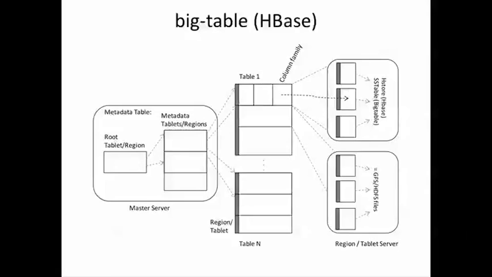So to look for a particular row and column, one looks up the root tablet, which will tell us which child tablet among the metadata tablets contains the information about that particular row and column. The child tablet will in turn tell us which tablet server to look for, and there we can pick up that chunk where the required row and column family is actually stored.